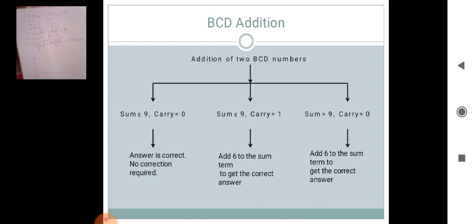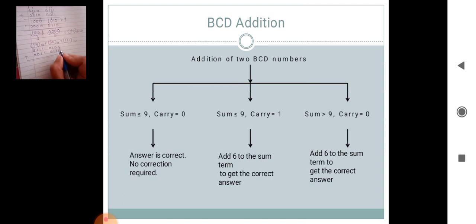Now we'll see another example so that you will understand how to perform the BCD addition. 75 plus 36. The answer should be 111 in decimal. So we'll prove this 111 result with BCD addition. So represent this 75 in 4-bit binary first. 7 is 0111 and 5 is 0101, plus 36. So 3 is 0011 and 6 is 0110.